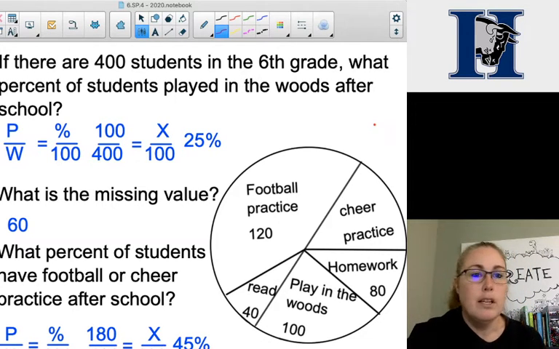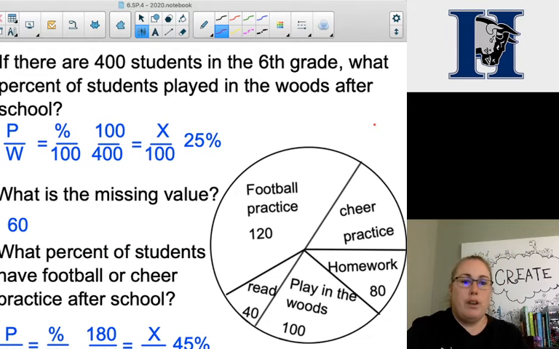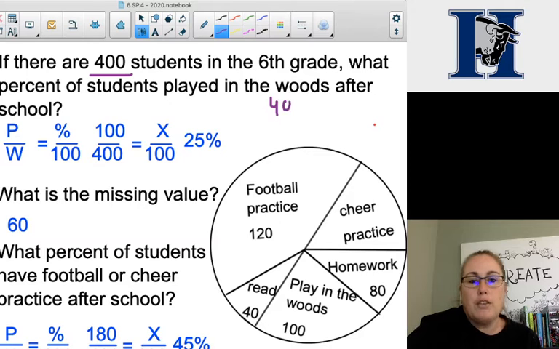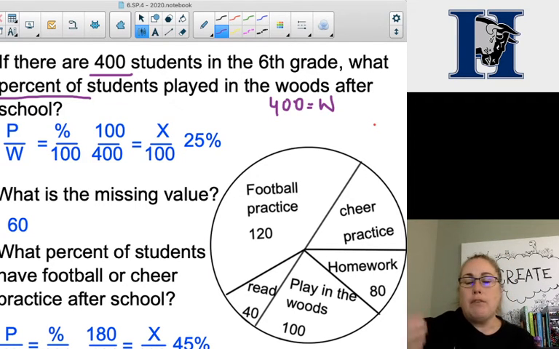Okay, if there are 400 students in the 6th grade, what percent of students played in the woods after school? All right, so there are 400 students, so I'm going to take some notes over here. That 400 is going to be the whole, the total number of students. It's asking me for what percent. So right away, before I even look at this circle graph, I'm going to assume that I have numbers that represent percent, and I have numbers that represent actual number of students.